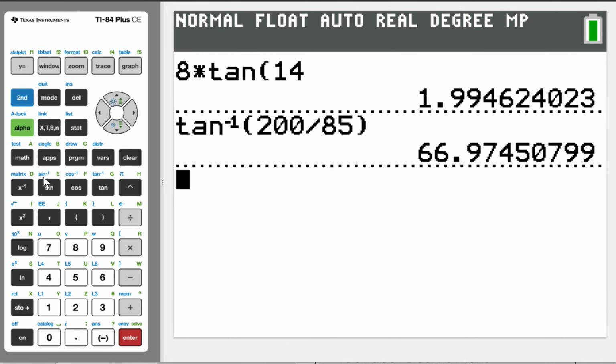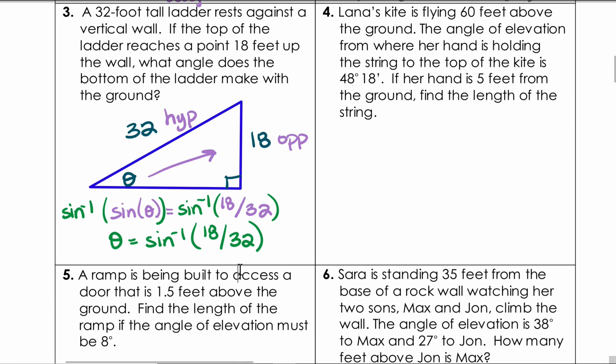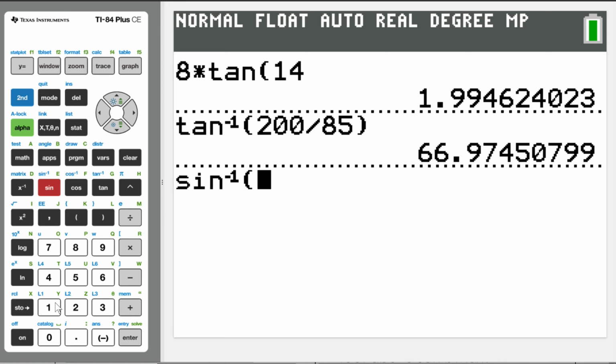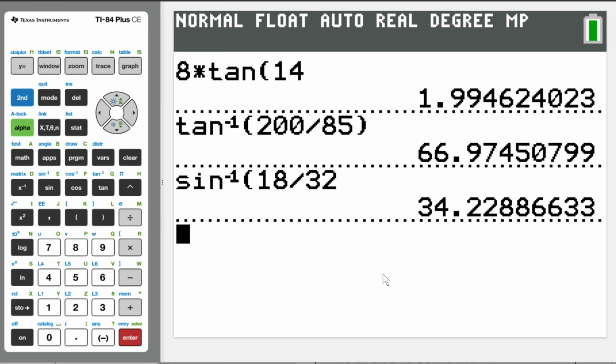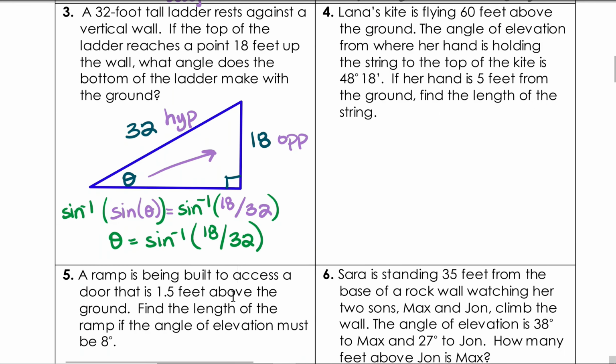Remember, to do inverse, you have to hit the blue key first, so that's second sine. I'll make sure that I have my ratio correct. That's going to be 18 over 32. And there's my solution, 34.23. So here, the measure of this angle, we're going to say is 34.23 degrees.